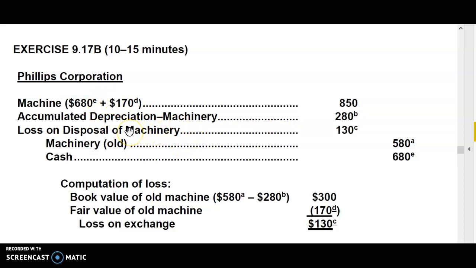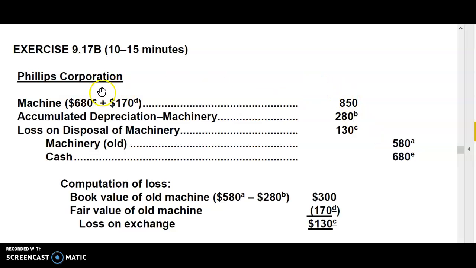So the machine that Phillips is giving, the old machine, we have to take it off of the books. So we would credit that old machine at the cost of the $580. We also gave Luzinski cash of $680, so we would credit cash for $680. When we take the machine off, we have to take the associated accumulated depreciation off. So it has a credit balance, so we would take it off with the debit. So those were kind of two things that we're taking off the books.